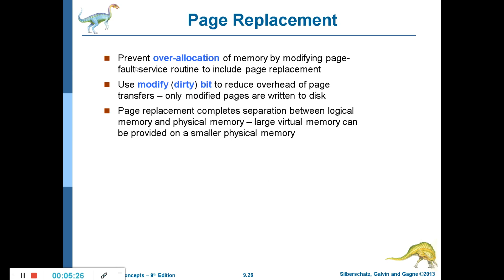Page replacement prevents over allocation of memory by modifying the page fault service routine to include page replacement. Use a modify bit to reduce the overhead of page transfers. Only modified pages are written back to the disk. Page replacement completes the separation between logical memory and physical memory. A large virtual memory can be provided on a smaller physical memory. I think we will discuss this in the next video.